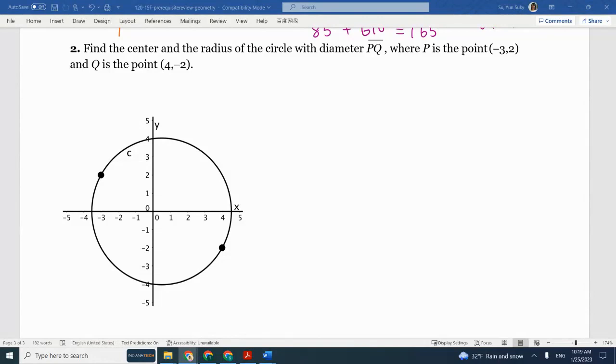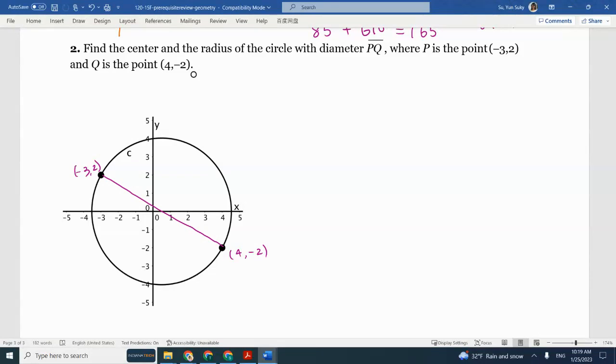Okay, so let's continue. Example 2. Find the center and radius of the circle with diameter PQ, where P is the point (-3, 2) and Q is the point (4, -2). We want to find the center and the radius.